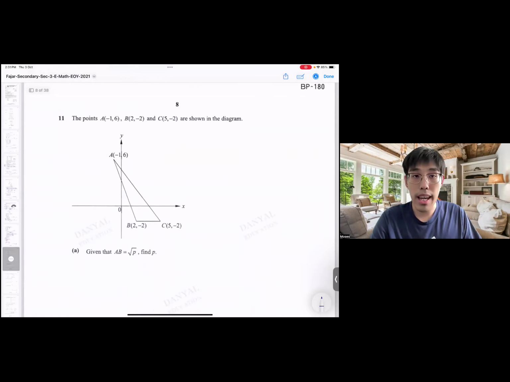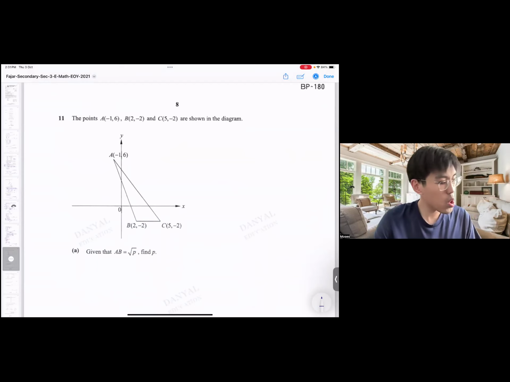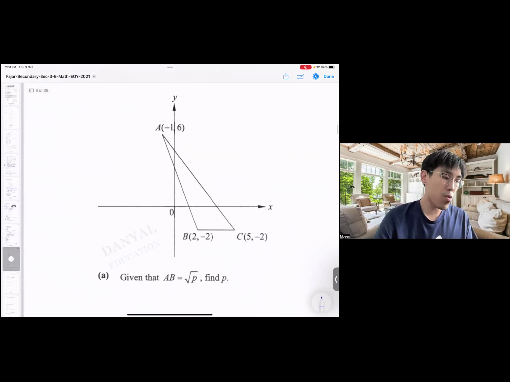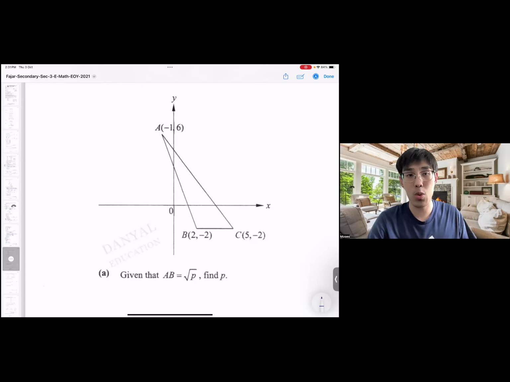Question 11. Another question on coordinate geometry. A is (-1, 6), B is (2, -2), C is (5, -2), shown there. If AB is square root P, find P. First time I'm seeing this, not wrong, but technically AB is square root P. I believe they are looking for the distance between A and B. So let's go ahead and find it out, because this is a square root.